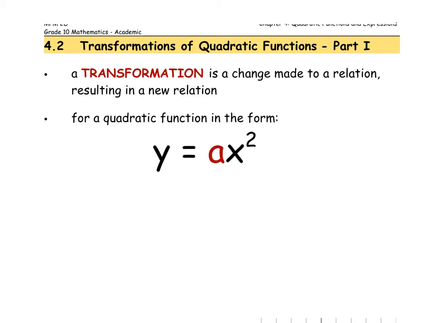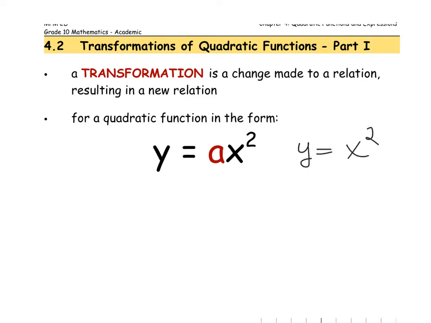When we talk about transformations with respect to math, a transformation is basically a change that we make to a relation or function that results in a new relation or function. So for a quadratic function in the form y equals ax squared, and we certainly saw that in our activity, we saw that by altering the value of a, that coefficient of x squared, we were able to change the shape of the graph.